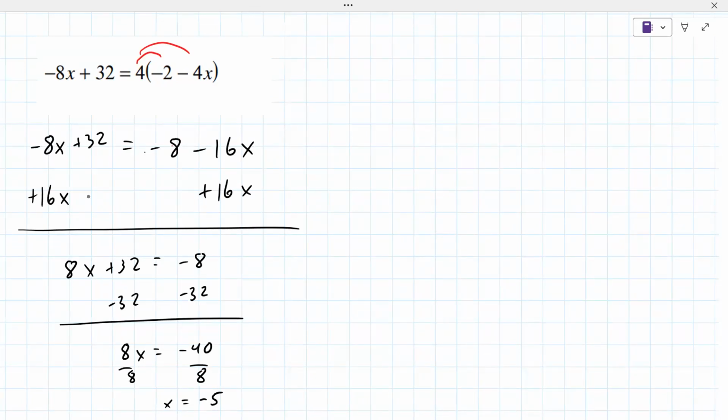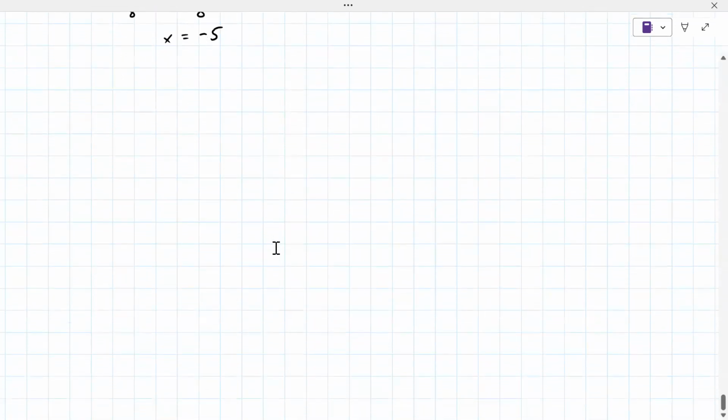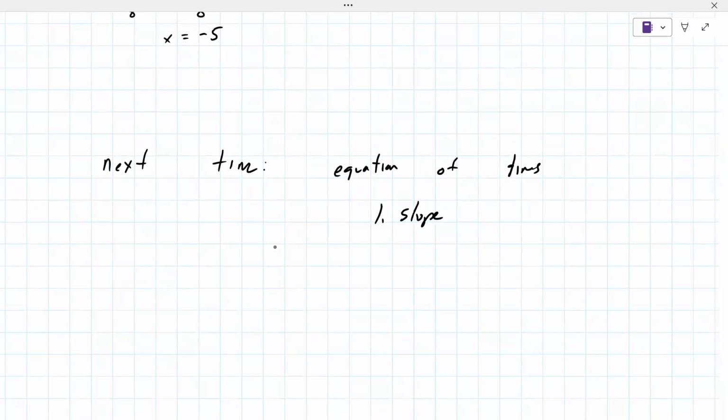So you're now ready to solve any type of equation, really. There's a couple of other little wrinkles, but for next time, I guess we're going to do some lessons next week as well, probably at the same time. I usually get students on the same schedule. Next time, we're going to move on to equations of lines. And we're going to probably first talk about slope. Maybe you've seen that before.